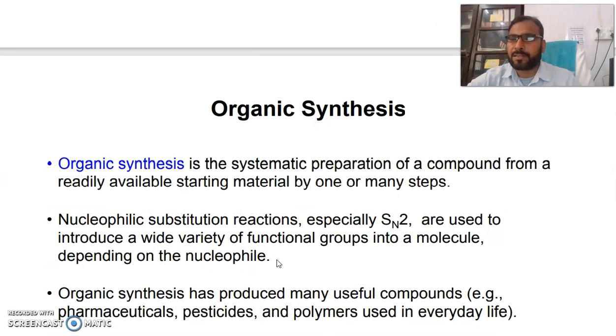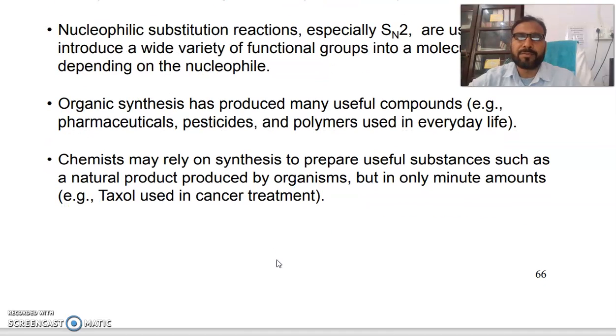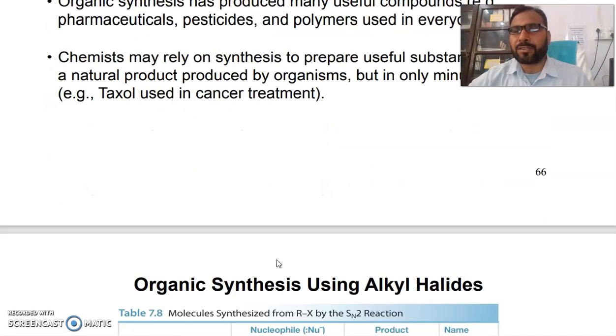So, organic synthesis. What is the synthesis? Organic synthesis, what does it mean? It is the systematic preparation of a compound from a readily available starting material by one or many steps. Nucleophilic substitution reactions, especially SN2, are used to introduce a wide variety of functional groups into a molecule, depending on the nucleophile. Organic synthesis has produced many useful compounds, pharmaceuticals, pesticides, and polymers used in everyday life. So chemists may rely on synthesis to prepare useful substances such as a natural product produced by an organism but in only minute amounts, like Taxol used in cancer treatment.